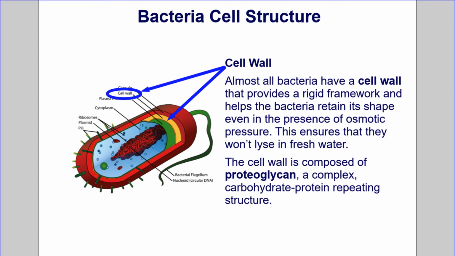Cell wall. Almost all bacteria have a cell wall that provides a rigid framework and helps the bacteria retain its shape even in the presence of osmotic pressure. This ensures that they won't lyse in fresh water. The cell wall is composed of proteoglycan, a complex carbohydrate protein repeating structure.